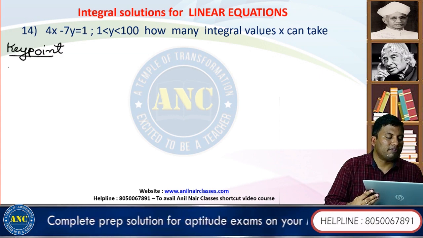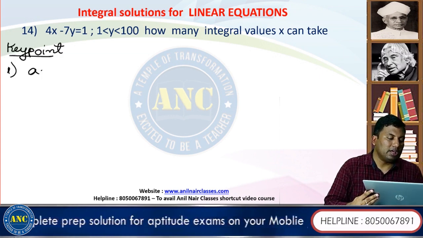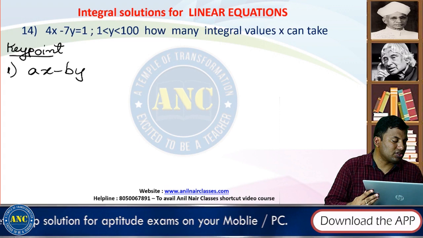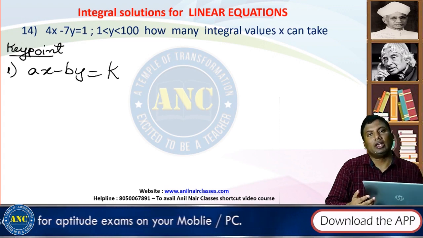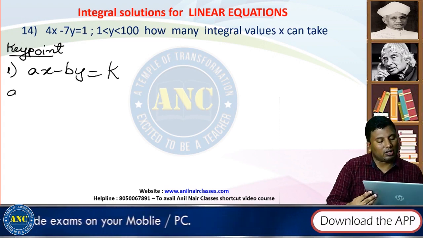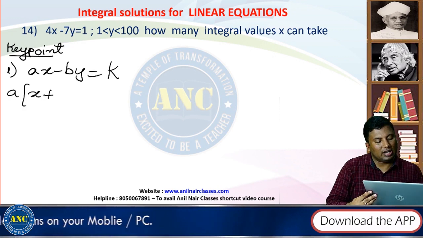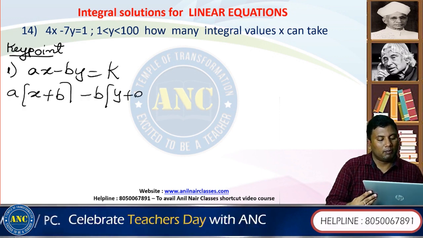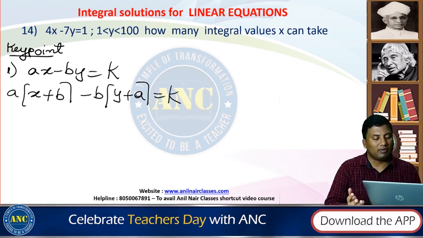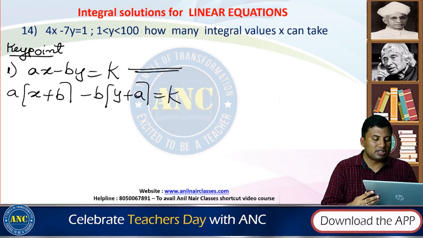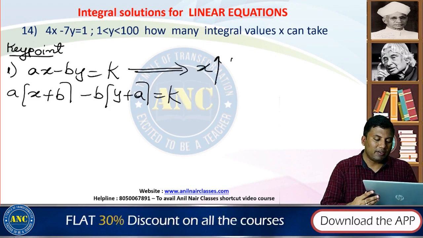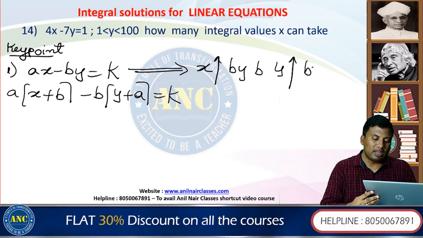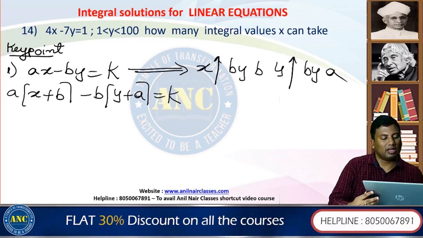Important key point. First thing, it is of the form ax minus by equivalent to k. If x is increased by b, y will also increase by a, because there is a minus sign. Plus ab and minus ab will get cancelled. That means for this equation, if x increases by b, y will also increase by a.